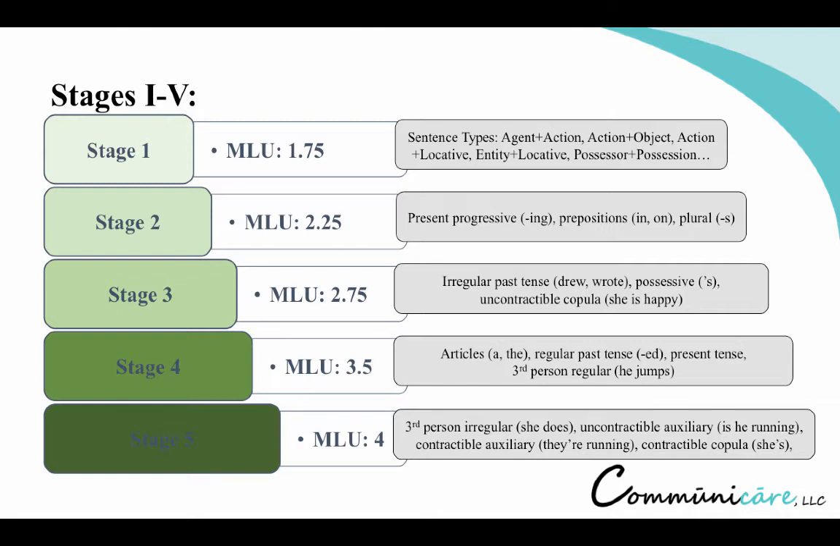Stage 3, MLU of 2.75. We're now starting to see irregular past tense, drew versus wrote, possessive s, uncontractible copula, so she is happy, he is big, that kind of sophistication. At stage 4, we see an MLU, mean length of utterance, of 3.5, inclusion of articles a and the, regular past tense ed, present tense third person regular. Again, just more and more complexity, refinement and sophistication. At stage 5, an MLU of 4, all of the above plus third person irregular, uncontractible auxiliary, is he running, contractible auxiliary, they're running, contractible copula, she's going, he's going, and those kinds of things.